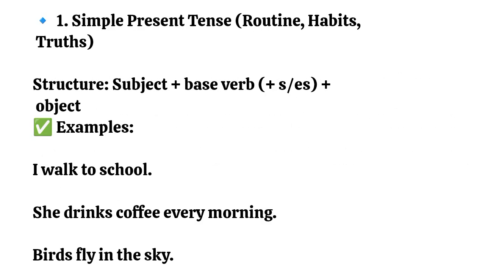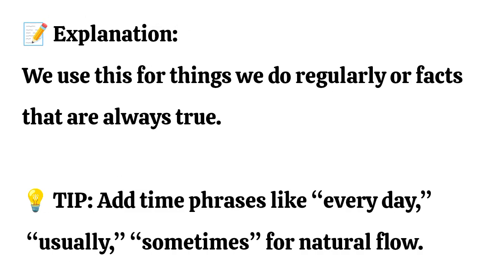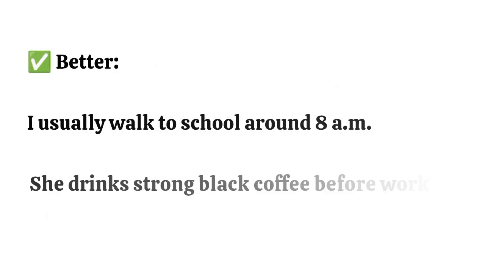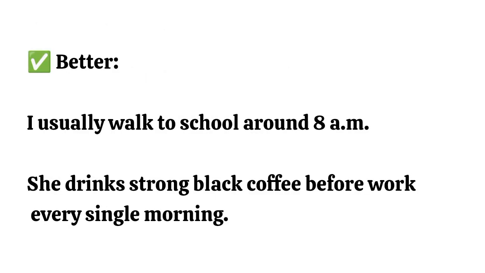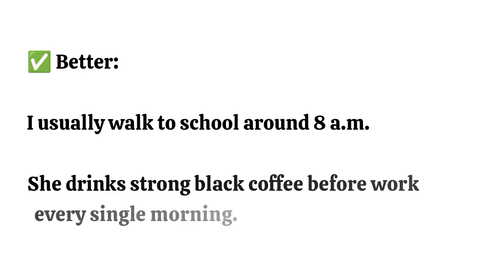1. Simple present tense: routine, habits, truths. Structure: subject, base verb, object. Examples: I walk to school. She drinks coffee every morning. Birds fly in the sky. Explanation: We use this for things we do regularly or facts that are always true. Tip: Add time phrases like every day, usually, sometimes for natural flow. Better: I usually walk to school around 8 a.m. She drinks strong black coffee before work every single morning.